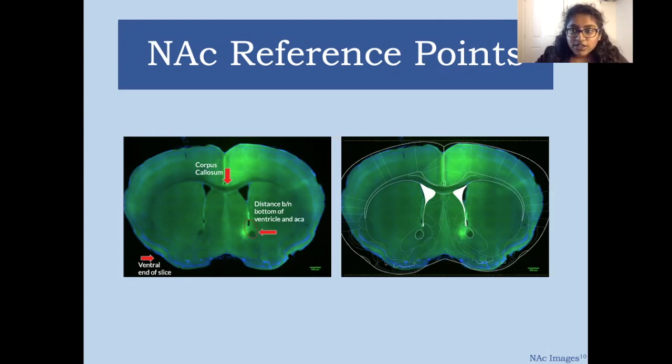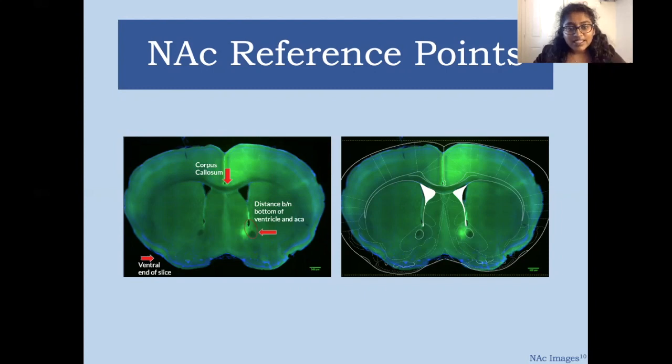So all these reference points change in either size or shape as you move anterior or posterior within the brain, and they are really useful to not only help you identify which reference map best fits or correlates with the slice that you have at hand, but also help us overlay the map on top of our slice with greater accuracy.